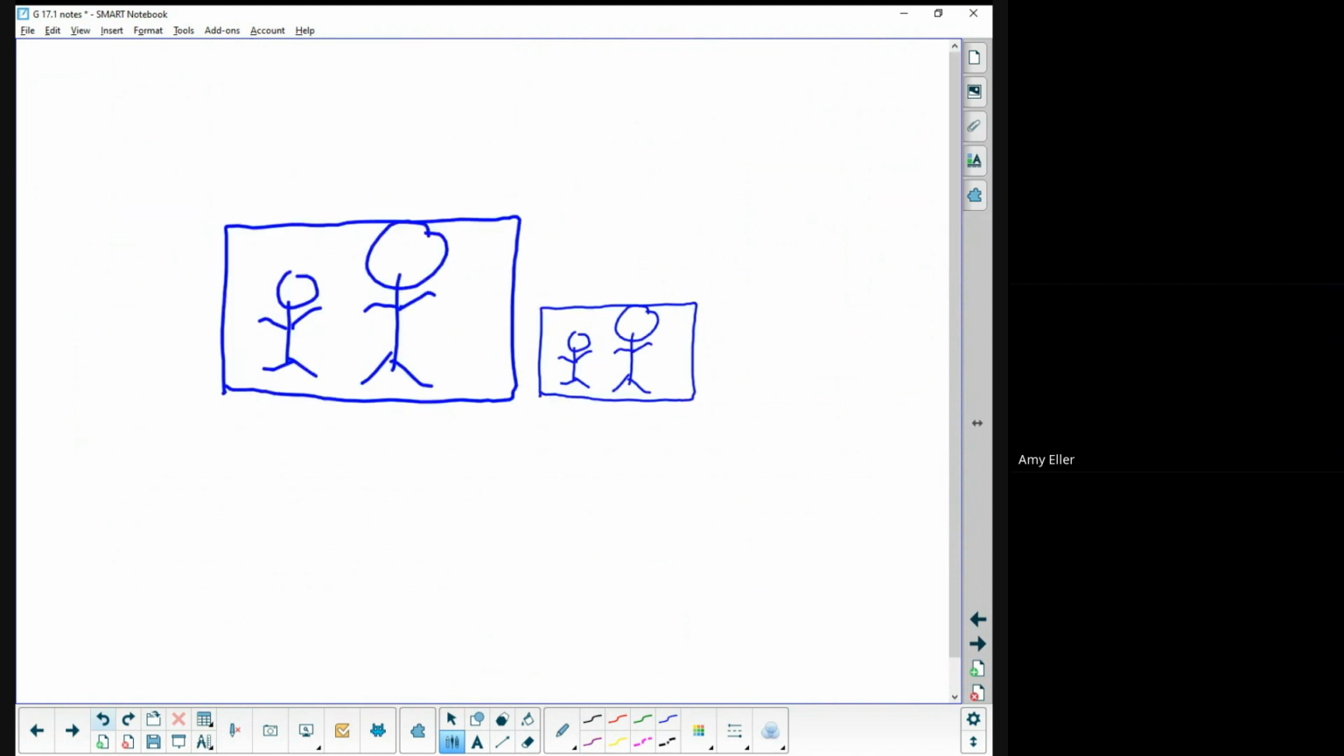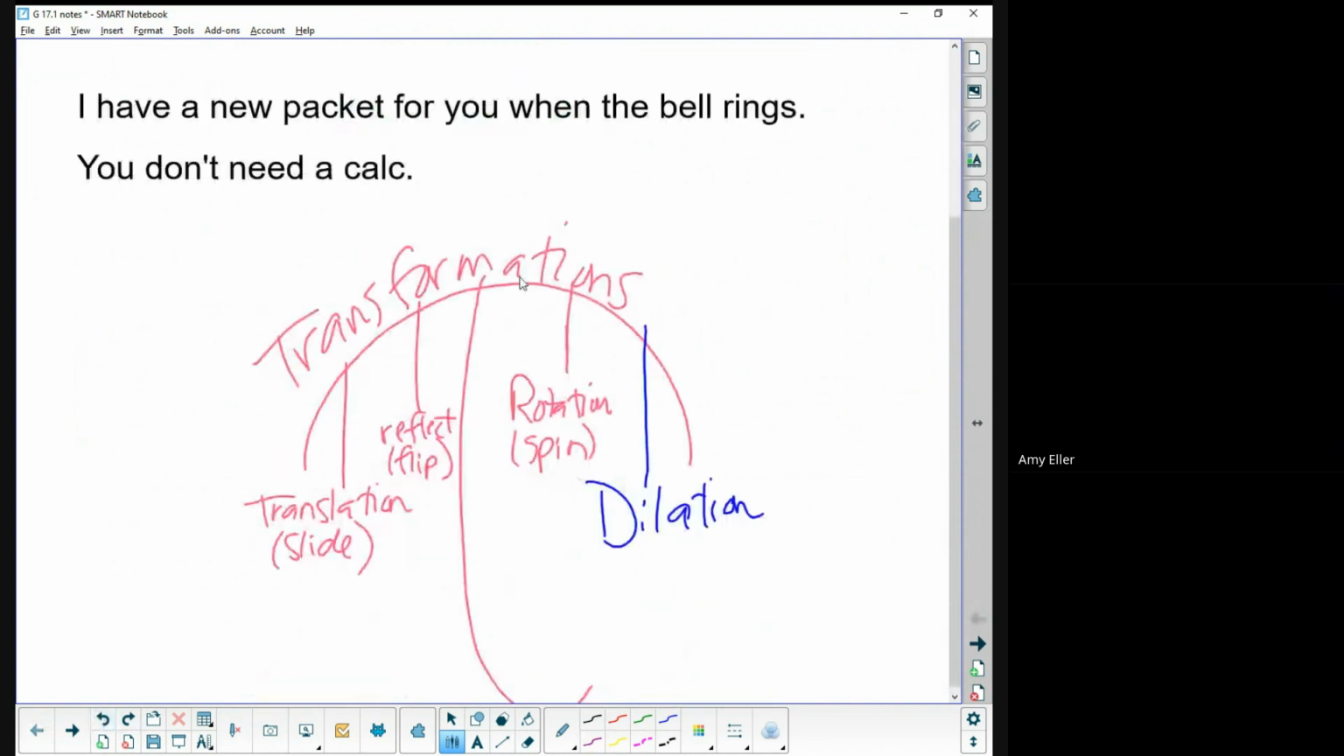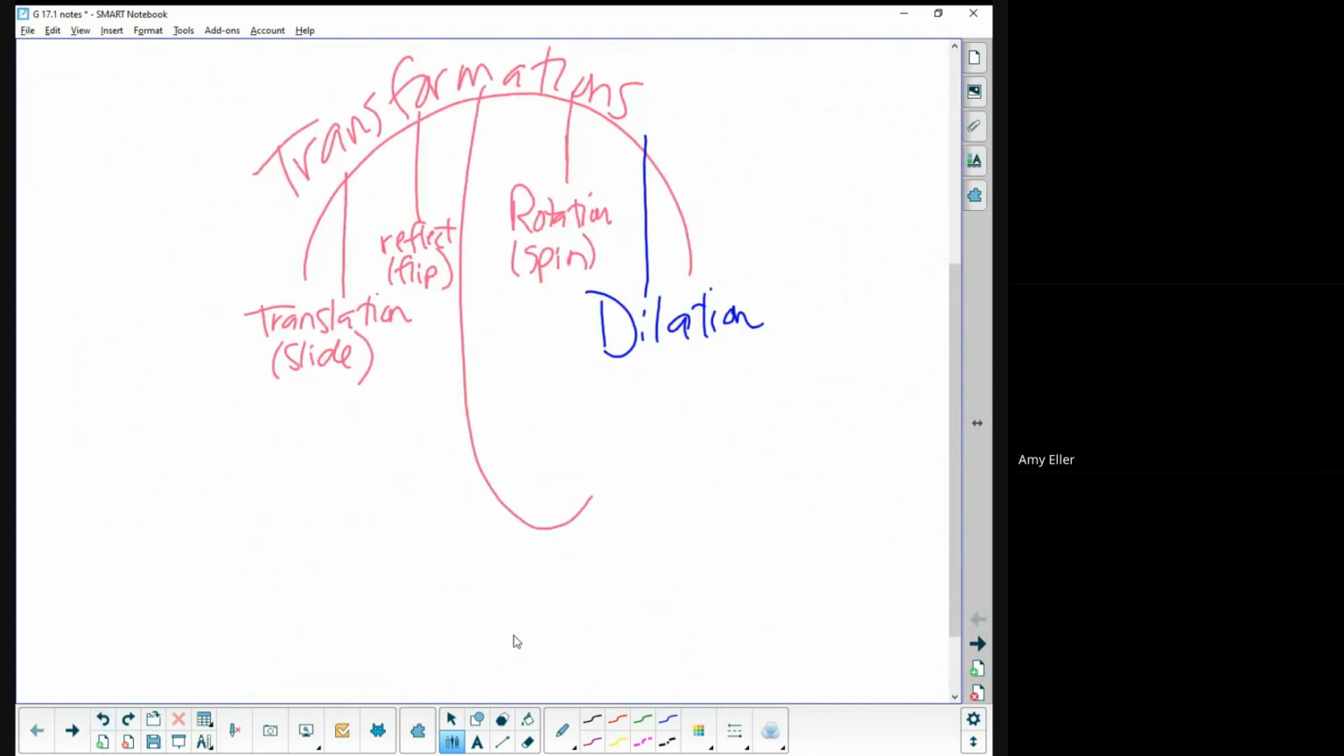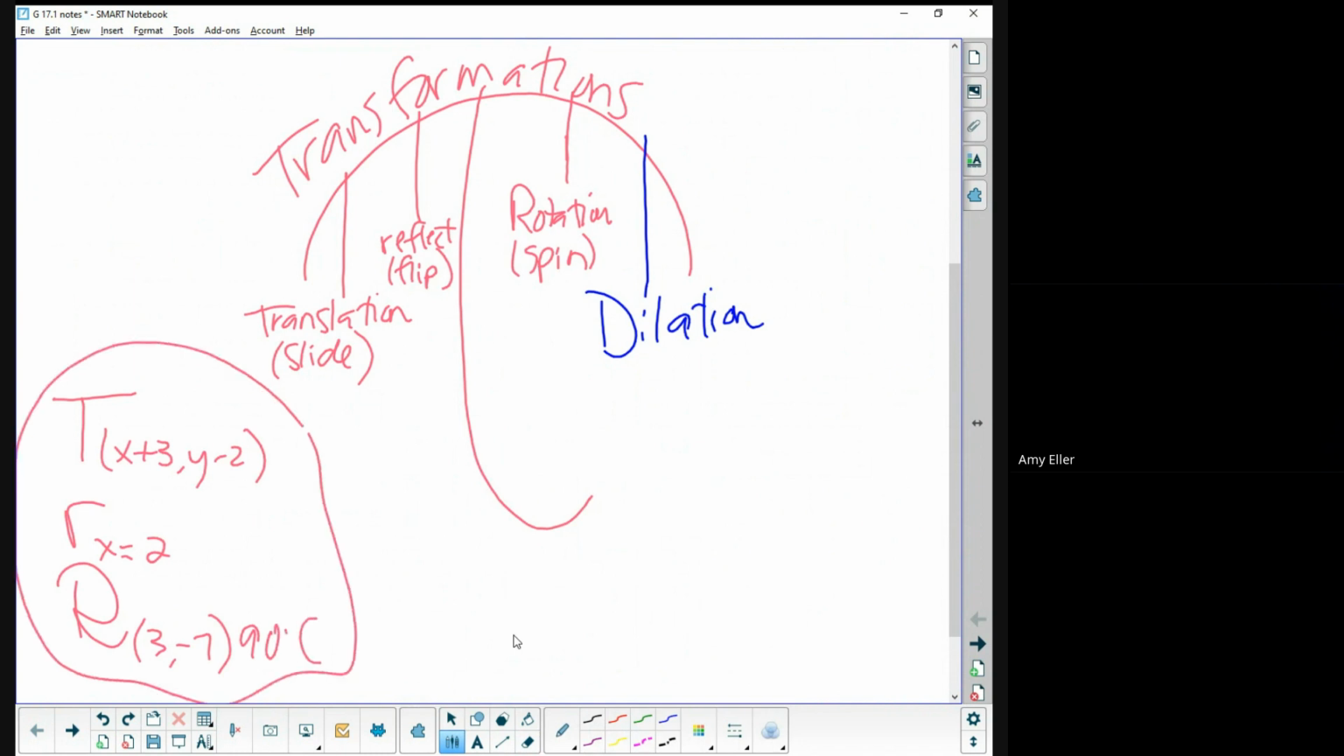Okay, let me go back to this page for a second. Back when we wrote these, translations were sometimes written like this. Reflections might be written like this: reflect over the line X equals 2. Rotations might be written like this: rotate over the point (3, -7), 90 degrees clockwise. Do you recognize this sort of information? Good. The way we write dilations is this.